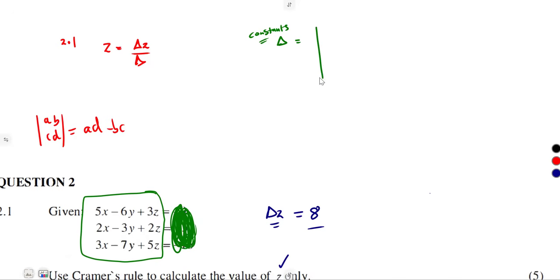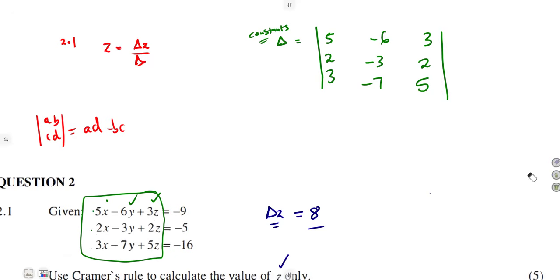So that means for x, we're going to take 5, 2, 3. For y, we're going to take minus 6, minus 3, minus 7. For z, that's 3, 2, 5, and that's a positive there. So this one was direct and straightforward.